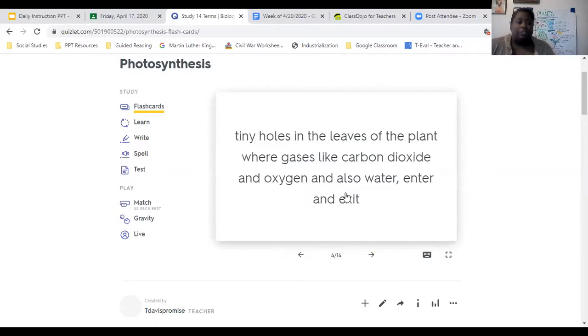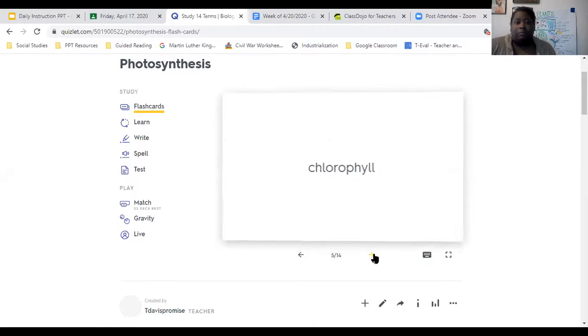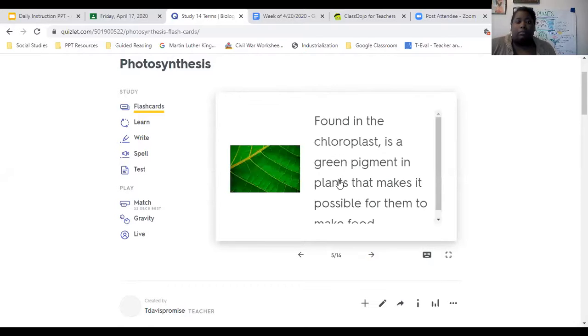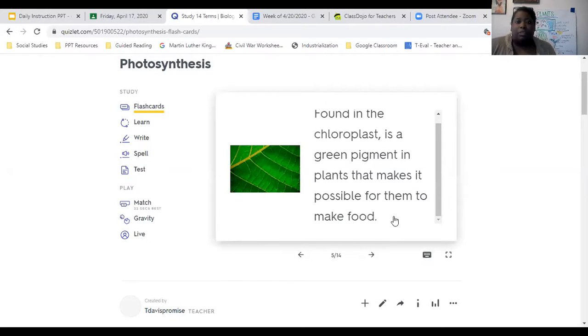Stomata, your turn. So the stomata is the tiny holes in the leaves of the plant where gases like carbon dioxide and oxygen and also water enter and exit. Chlorophyll, your turn. So the chlorophyll is found in the chloroplast, and it's a green pigment in plants that makes it possible for them to make food. And so what the chlorophyll does is that it just collects the sunlight energy.